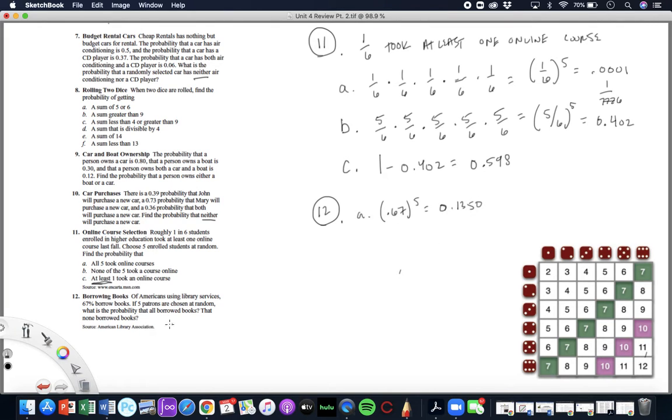And then that none borrowed books. Kind of a similar idea. I'm going to find the complement of 0.67, which would be 0.33, and I'll take that to the 5th power. And this is the probability that none had books, which would be a little bit smaller probability out of 5 people that none borrow books. And so that would be the answer there.